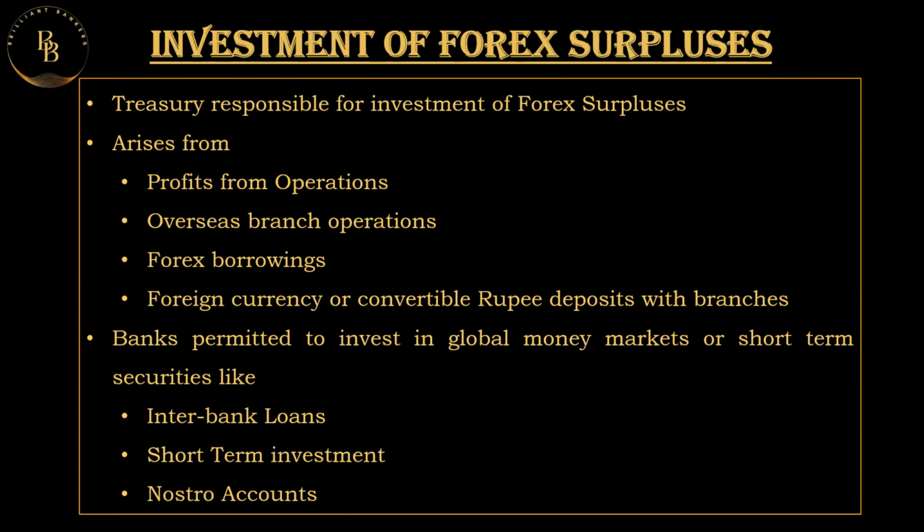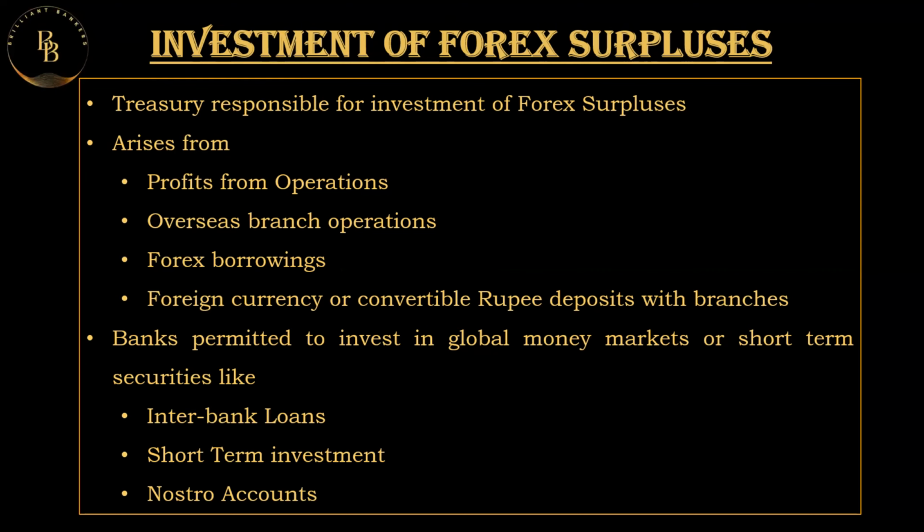All these help in the surpluses of the foreign exchange. Banks are also permitted to invest foreign exchange surpluses in the global money market on a short term basis or in short term securities like interbank loans, short term investments, or in the nostro accounts. So, what is an interbank loan? Normally, not exceeding 1 year, but mostly in overnight deposits with the domestic and the global banks, wherein it is subject to a pre-approved exposure limit to the banks as given by the RBI.